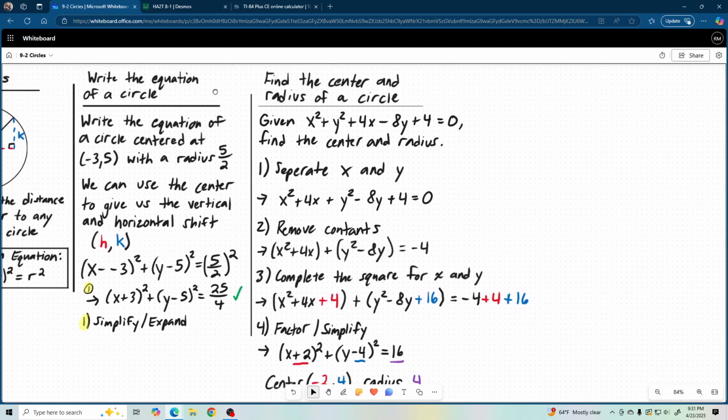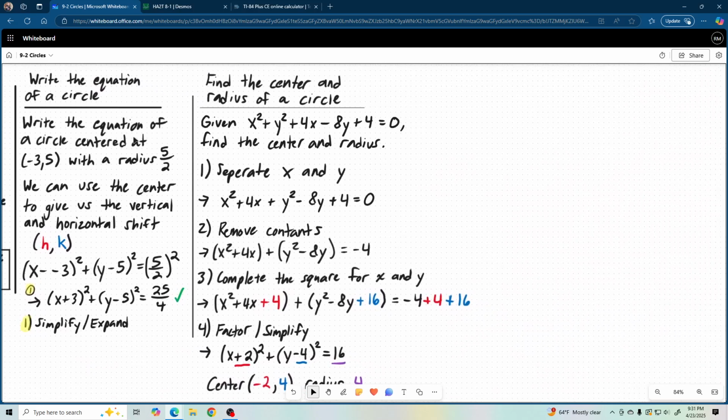All right, so let's write the equation of a circle. So if we have a circle centered at (-3, 5) and a radius of 5 halves, let's write the equation of this. All right, so we can use the center to give us the vertical and horizontal shift, right? So in other words, if we know that the center is at (-3, 5), that means that it shifted to the left 3 and then it shifted up 5, right?